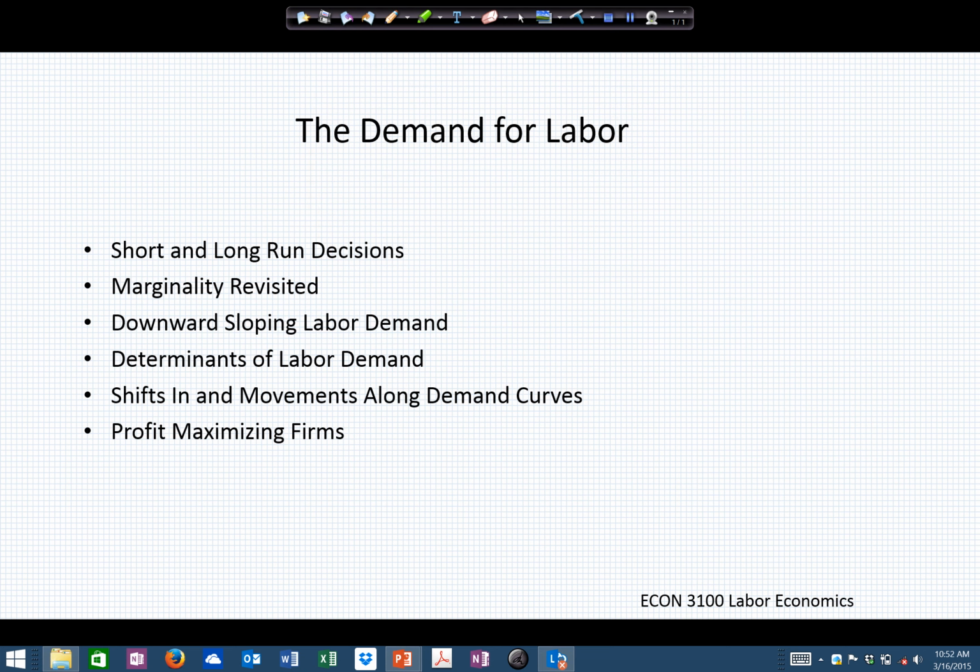In this module, we're going to begin to take a look at the demand for labor as we consider why do different workers receive different wages. So we'll begin by taking a look at the short and long run decisions that firms make with respect to labor. We'll look at the marginality concepts once again, just to give us a brief reminder so that we can then consider the downward sloping nature of labor demand curves.